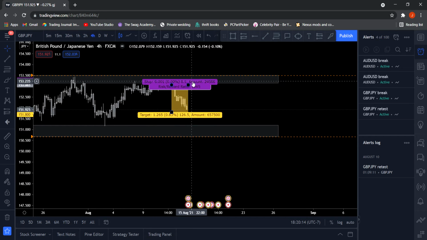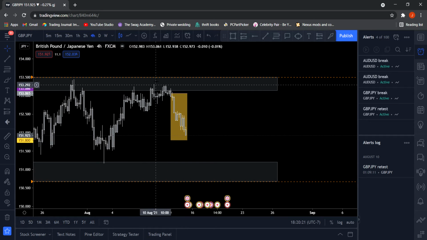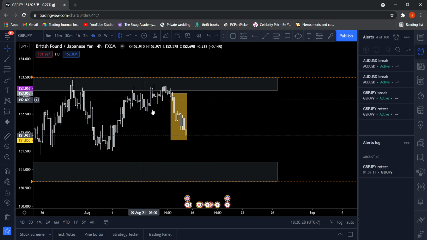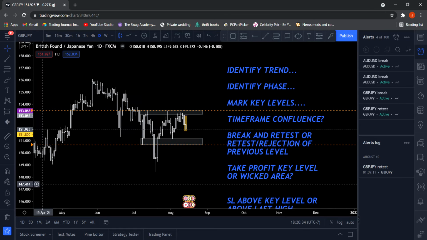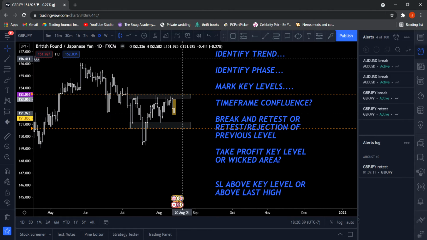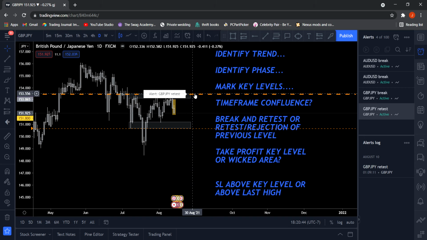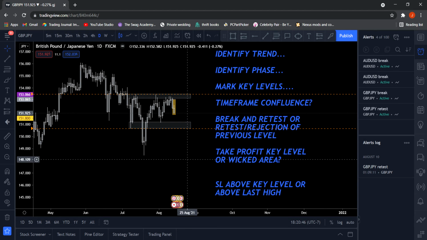So this was the entry up here. I say the phase of the market was exhausting because it wasn't pushing up or down. It was just continuously rejecting its zone multiple times on the 4 hour, daily, everything. So the phase is exhausting. Next, mark the key levels. I already got my key levels on here, my swing areas, so the daily resistance and daily support.